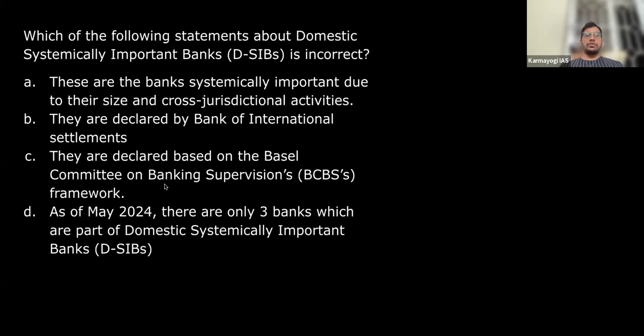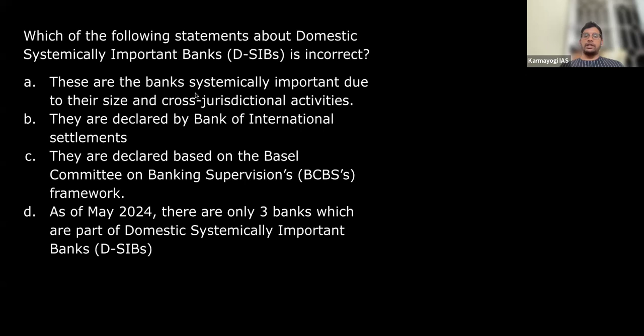Fine. Next question. Which of the following statements about domestic systemically important banks is incorrect? They are saying incorrect statement. These are the banks systemically important due to their size and cross-jurisdiction activity. First statement: they are declared by the Bank for International Settlements. Second, they are declared based on the Basel Committee on Banking Supervision framework. Third, as of May 2024, there are only 3 banks which are part of this systemically important banks list.